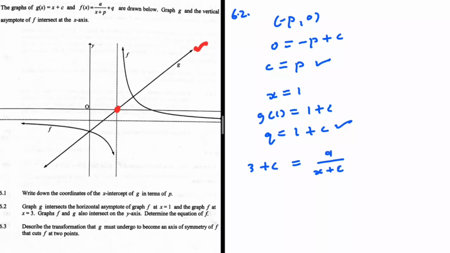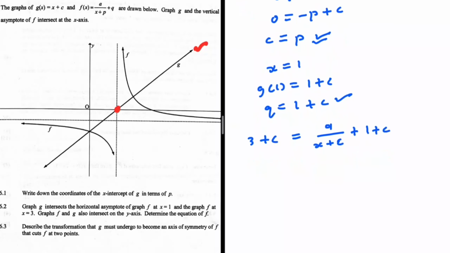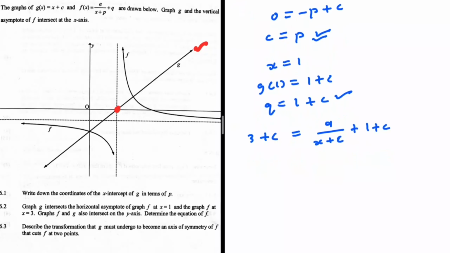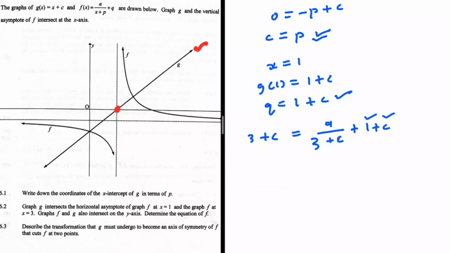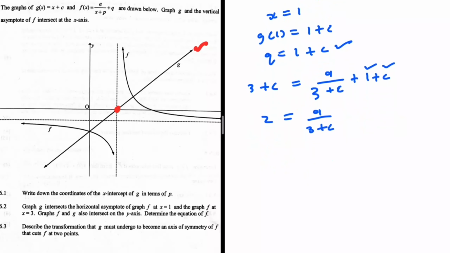I want you to realize something. In place of p, I've replaced that with c because here I've said that c is equal to p. And then plus, in place of q, I'm going to substitute 1 plus c. Okay, so where are we going with this? This happens at x equals 3, so I don't have to write x actually. I can write 3 there because it's when x equals 3 that they're equal. So if we take 1 and c to the left hand side, we get 2 equals a divided by 3 plus c.